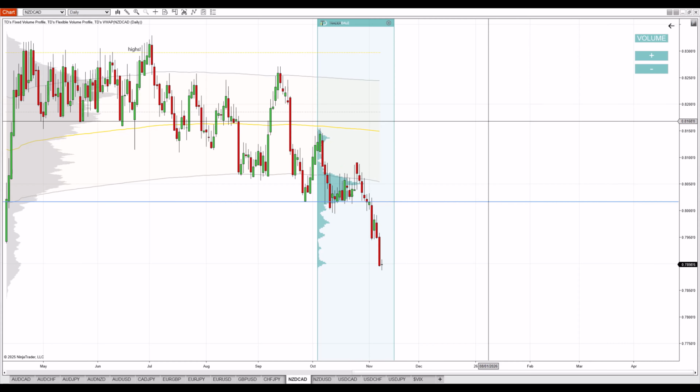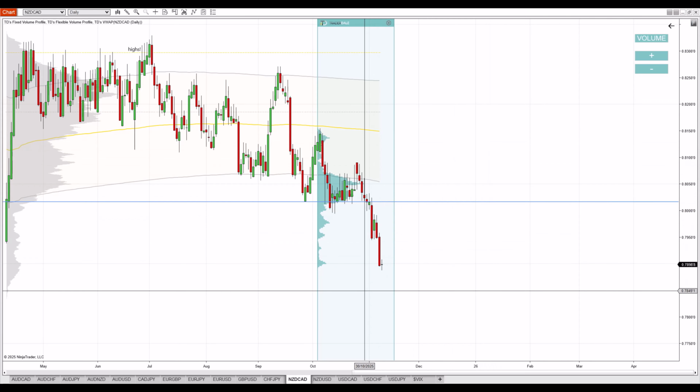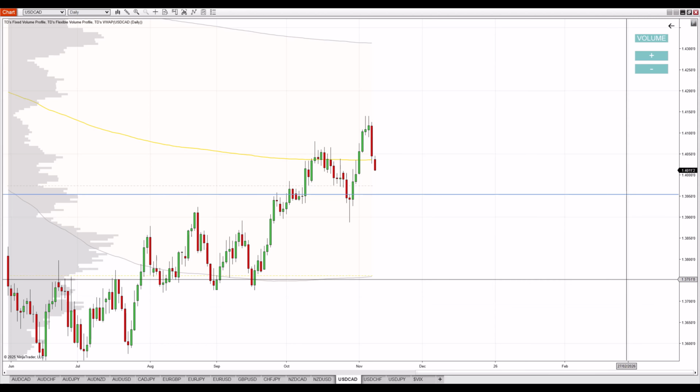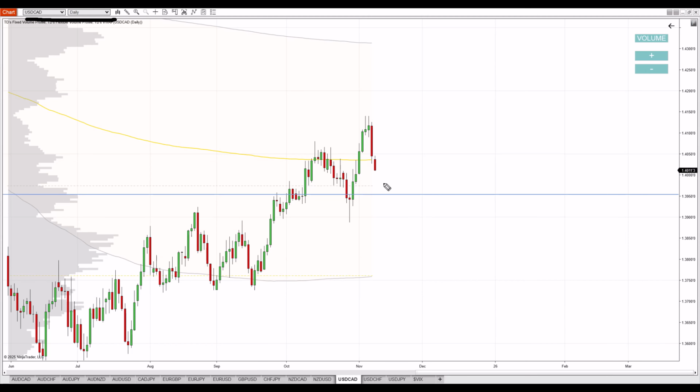Alright, so that's for the New Zealand dollar, Canadian dollar, and let's now check out the next trading idea, which will be on the US dollar, Canadian dollar. So what you see before you here is a daily chart of the US dollar, Canadian dollar, and that level that I want to talk about here is a support. This blue line, that's the support at 39.54.